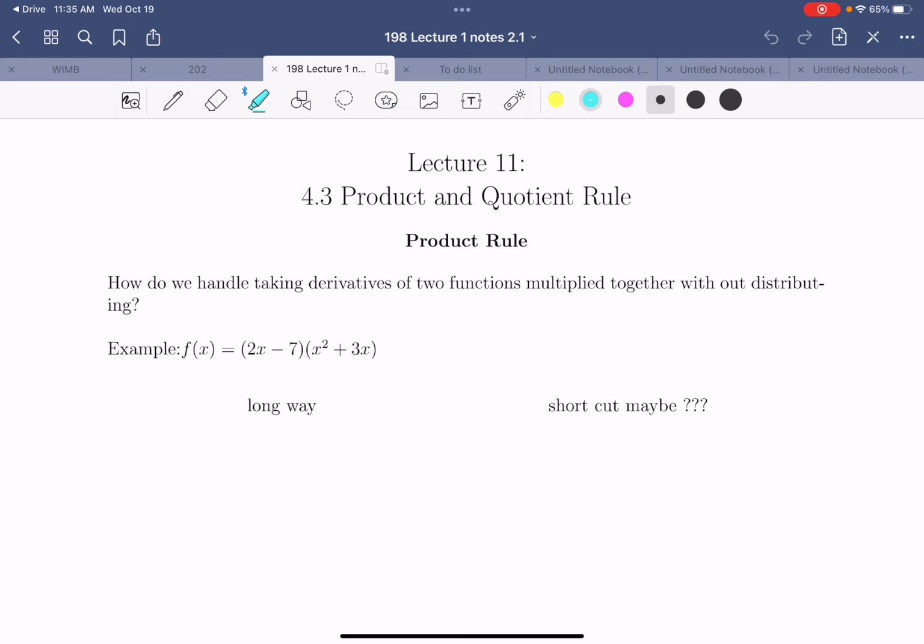Can we just take the derivative of each piece and multiply them together, much like we do with addition and subtraction, or does it need to be more complicated than that? Let's take a look.